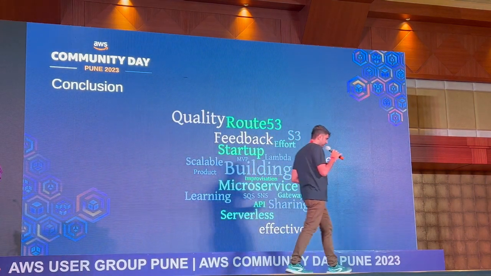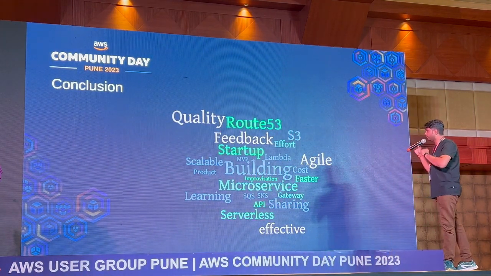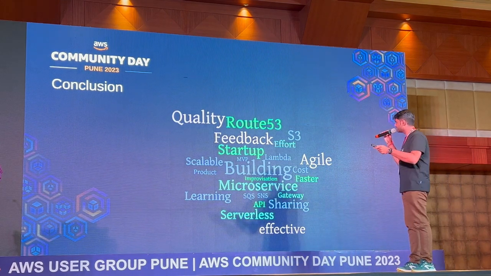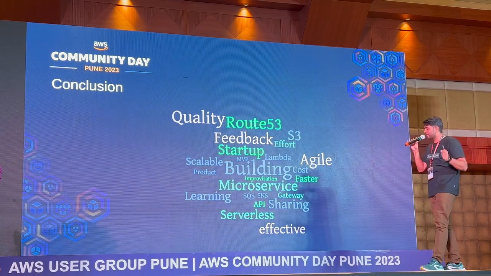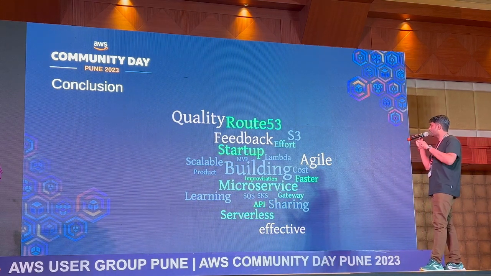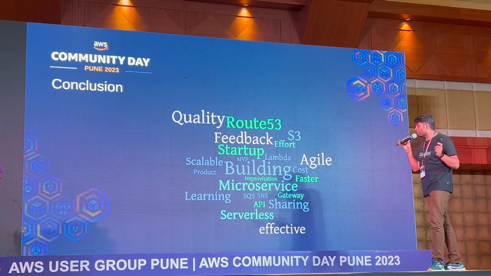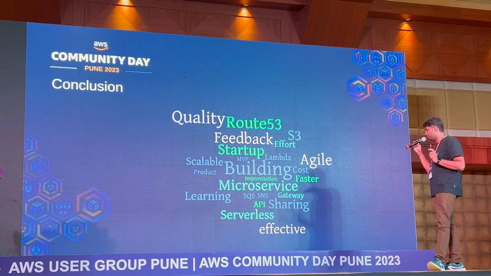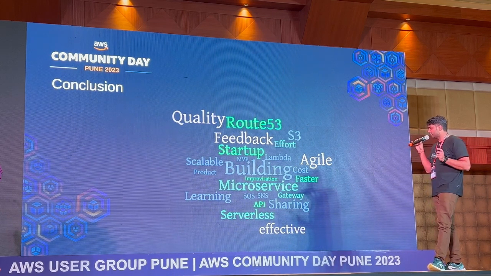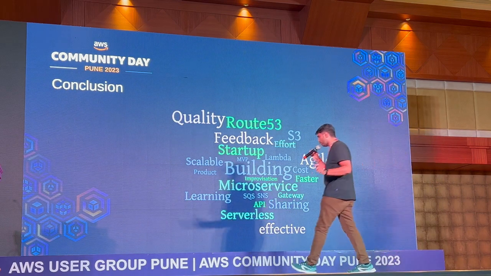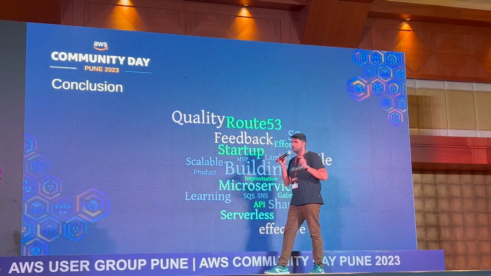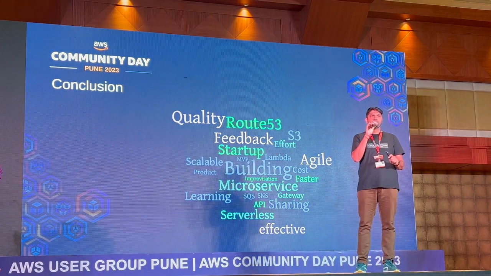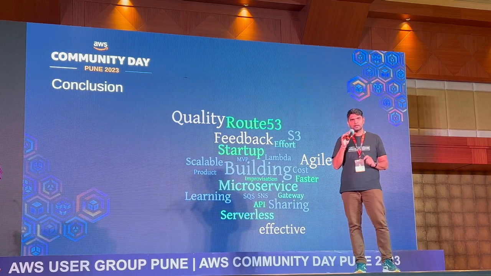So what's the conclusion of the session? I have put a lot of words here: quality, Route 53, feedback, effort, S3, startup, scalable, MVP, Lambda, building, cost, agile, improvisation, microservice, faster, SQS, SNS, API gateway, sharing, serverless, effective, and not to forget, the important part is the learning side. The way you build an MVP, you always keep learning and keep improvising. That's how this case study ends here.